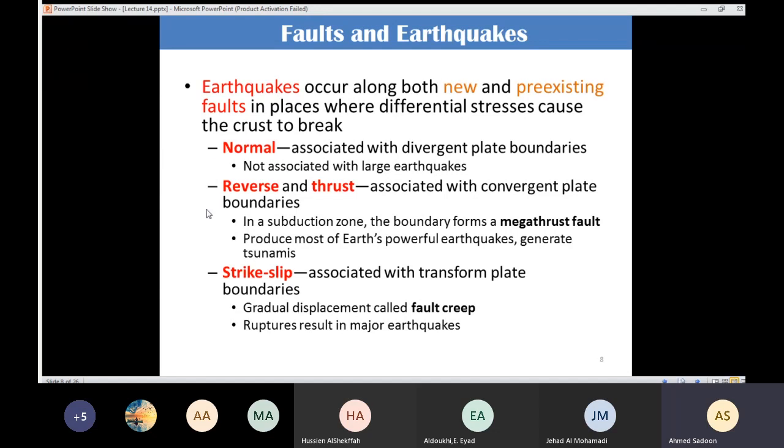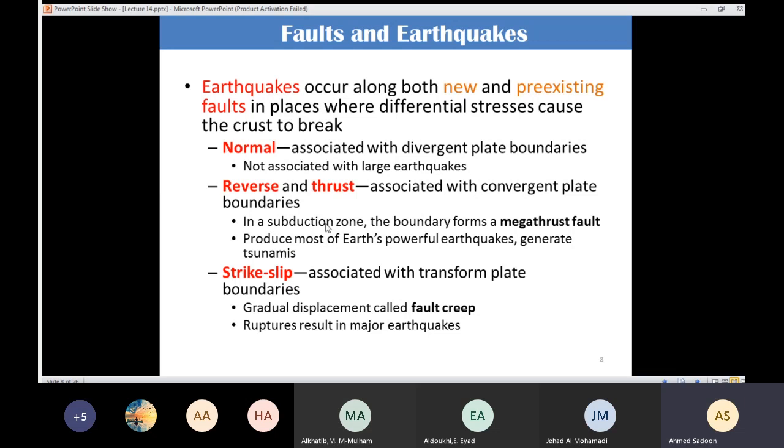The other types are the reverse and the thrust. We know that there is a difference between the reverse and the thrust. Can anyone remember the difference between the reverse and the thrust faults? The thrust is less than 45 degrees, and the reverse is more than 45. Yes, very good. The reverse and the thrust are associated with the convergent plate boundaries. In this case, which type of stresses? Tensional or compressional? Compressional stresses. Yes, very good again.